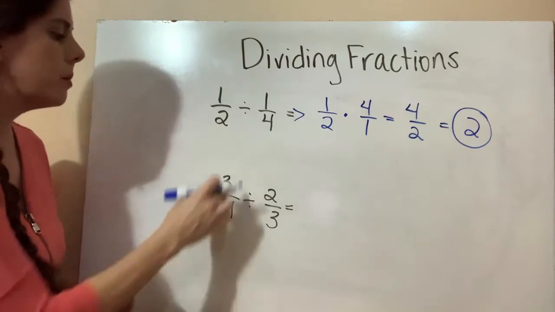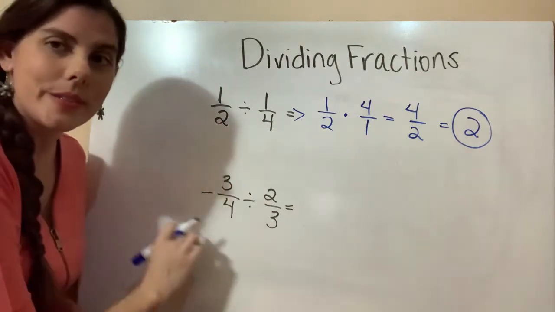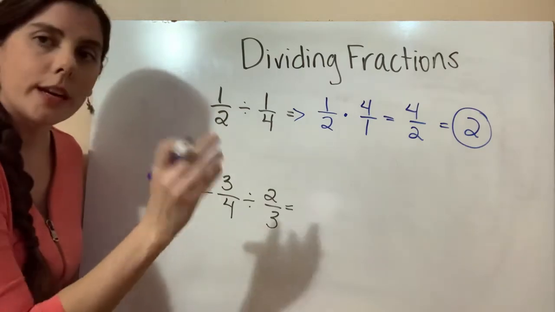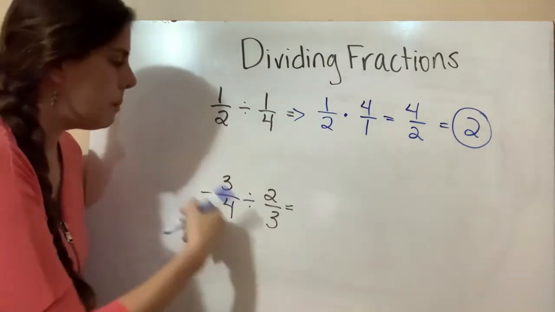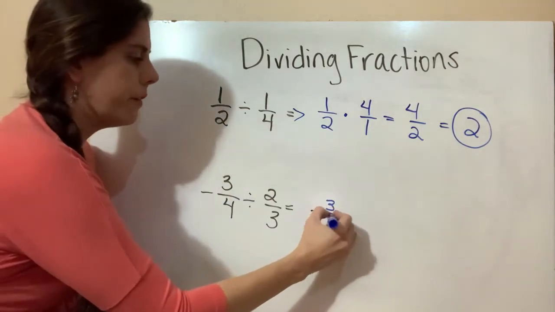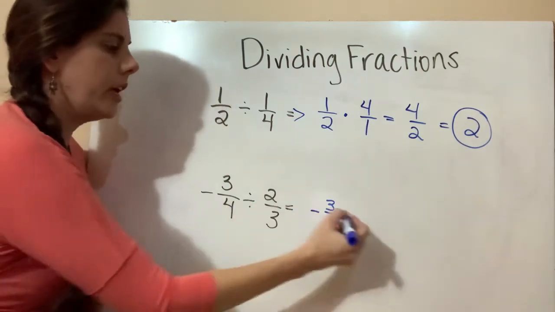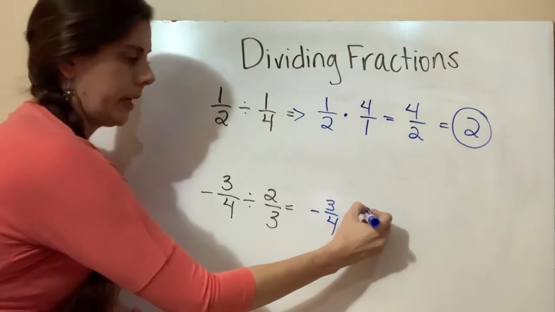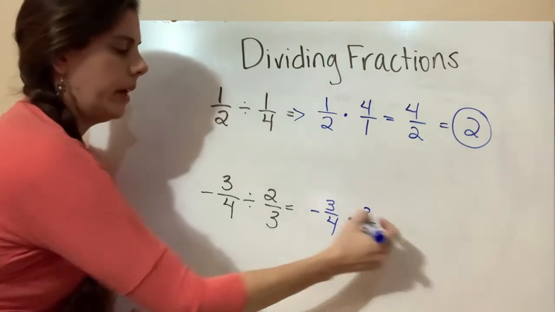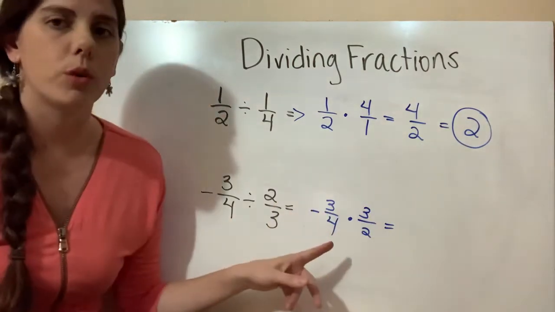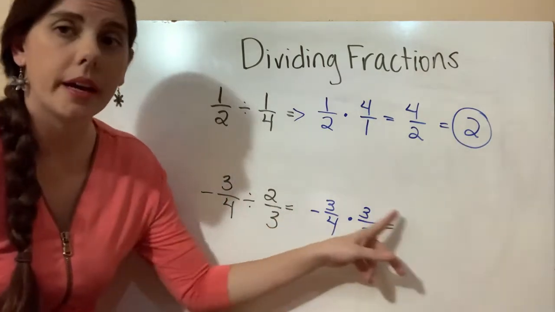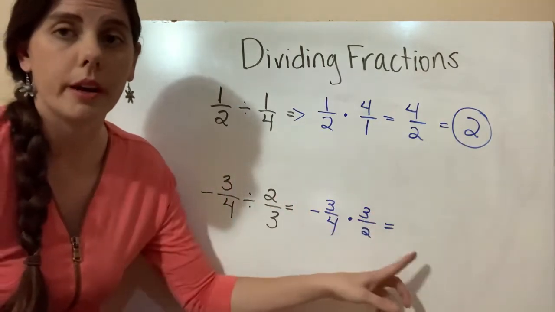On our second problem, we are introducing our negatives, so we want to make sure we're still remembering those as well. We're going to do that keep, change, flip. Keep the first, which is going to be a negative 3/4. Change the sign to multiplication and flip the second one. So now we have a negative 3/4 times 3/2. We're just going to multiply across the top and multiply across the bottom.